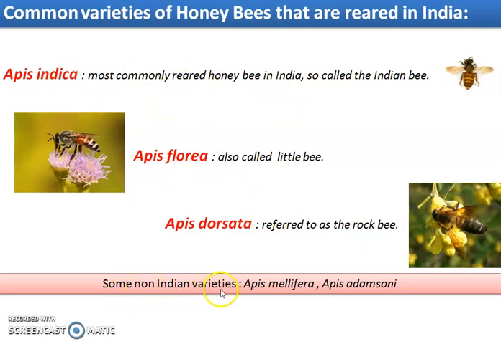Some non-Indian varieties are also there. They also have very high productivity: Apis mellifera and Apis adamsoni, and there are many more. These are all Italian, Asian varieties and all.